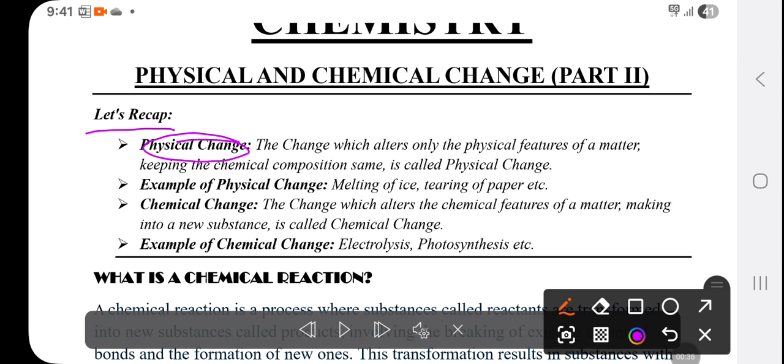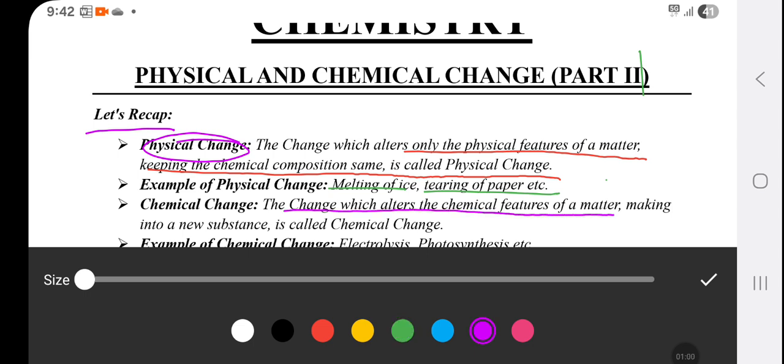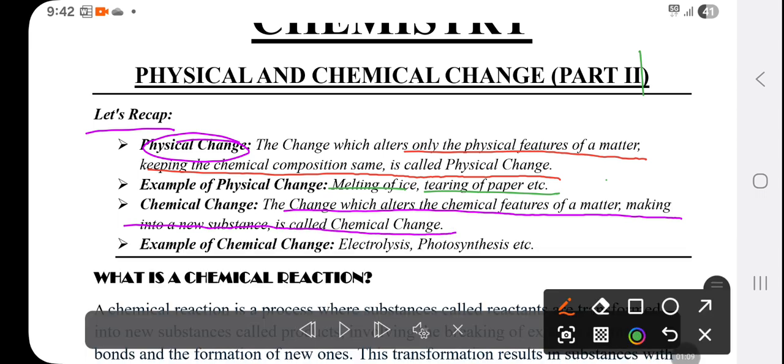Physical and chemical change. The change which alters only the physical features of a matter, keeping the chemical composition same, is called the physical change. Example: melting of ice, tearing of paper, etc. Now we have the chemical change. The change which alters the chemical features of matter, making it into a new substance, is called a chemical change. For example, electrolysis, photosynthesis, etc.